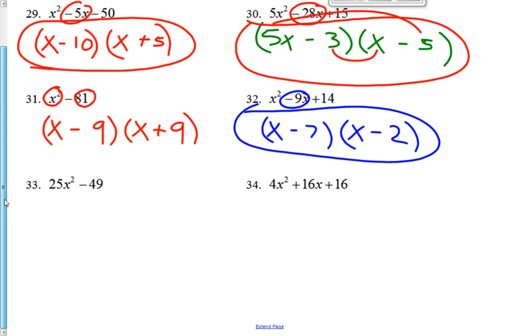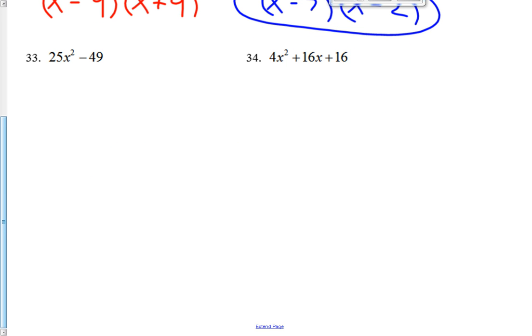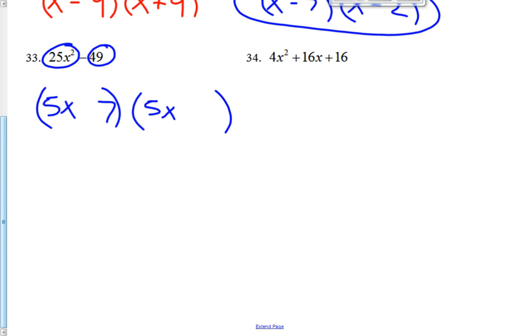33, again, you have the difference of two squares. So with the difference of two squares, the square root of 25x squared is 5x times 5x, the square root of 49 is 7 times 7, and one binomial has a negative sign, one binomial has a positive sign.